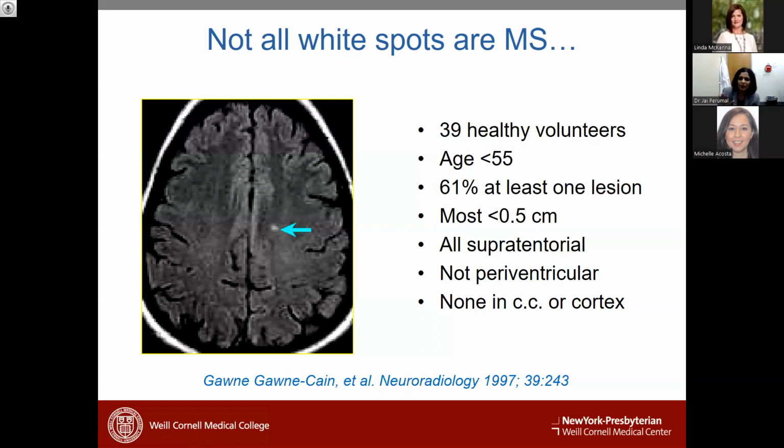Just because they have a lesion in the white matter doesn't make it a diagnosis of MS. So we have to really be able to talk to patients or review this and think this is not MS, because we are seeing a lot of patients who get referred to us for lesions like this because they fell or they had a headache or didn't feel well.